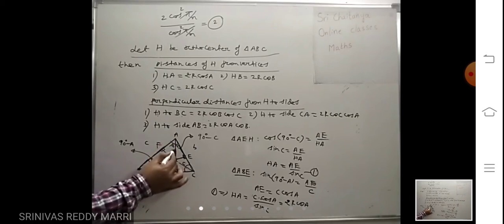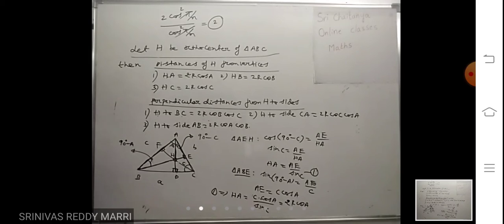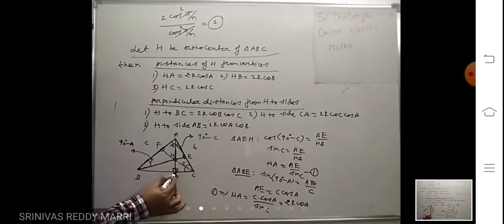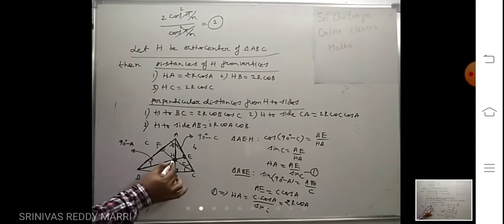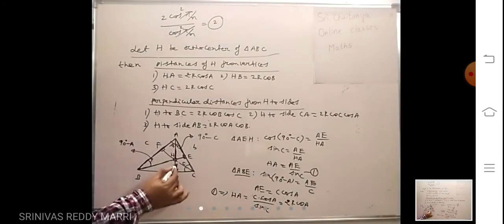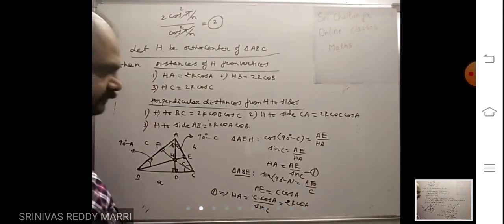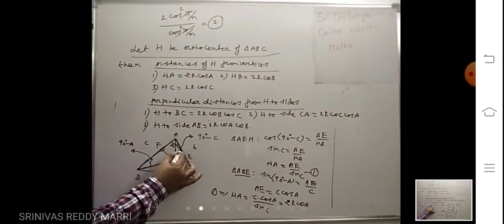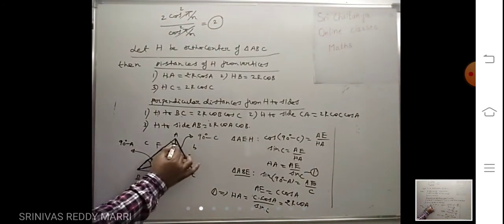I know HA. This HF is the perpendicular distance from the orthocenter to the side AB. This HE is the perpendicular distance to the side CA. This HD is the perpendicular distance of the orthocenter to the side BC. Now I will calculate HE. If you calculate one, similarly you can write the others.